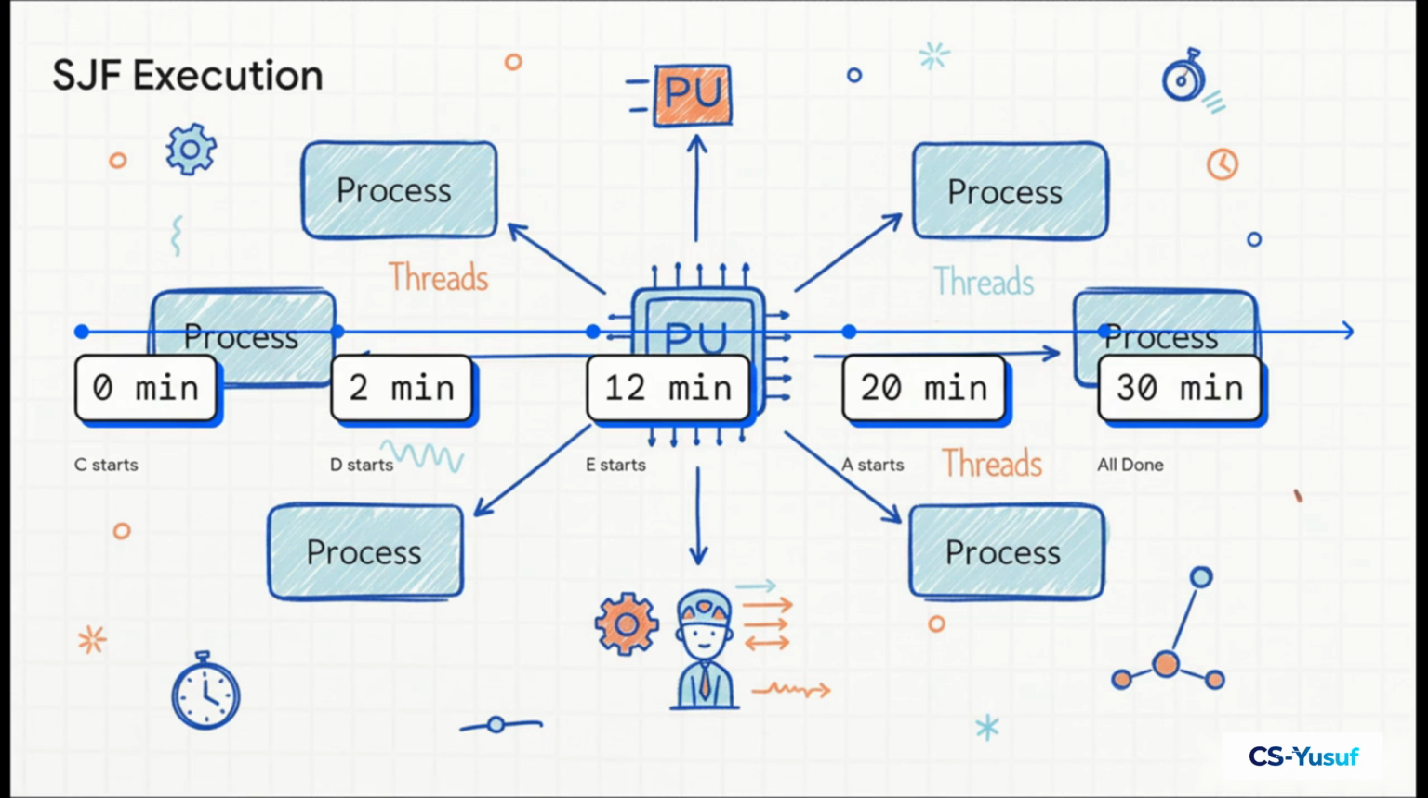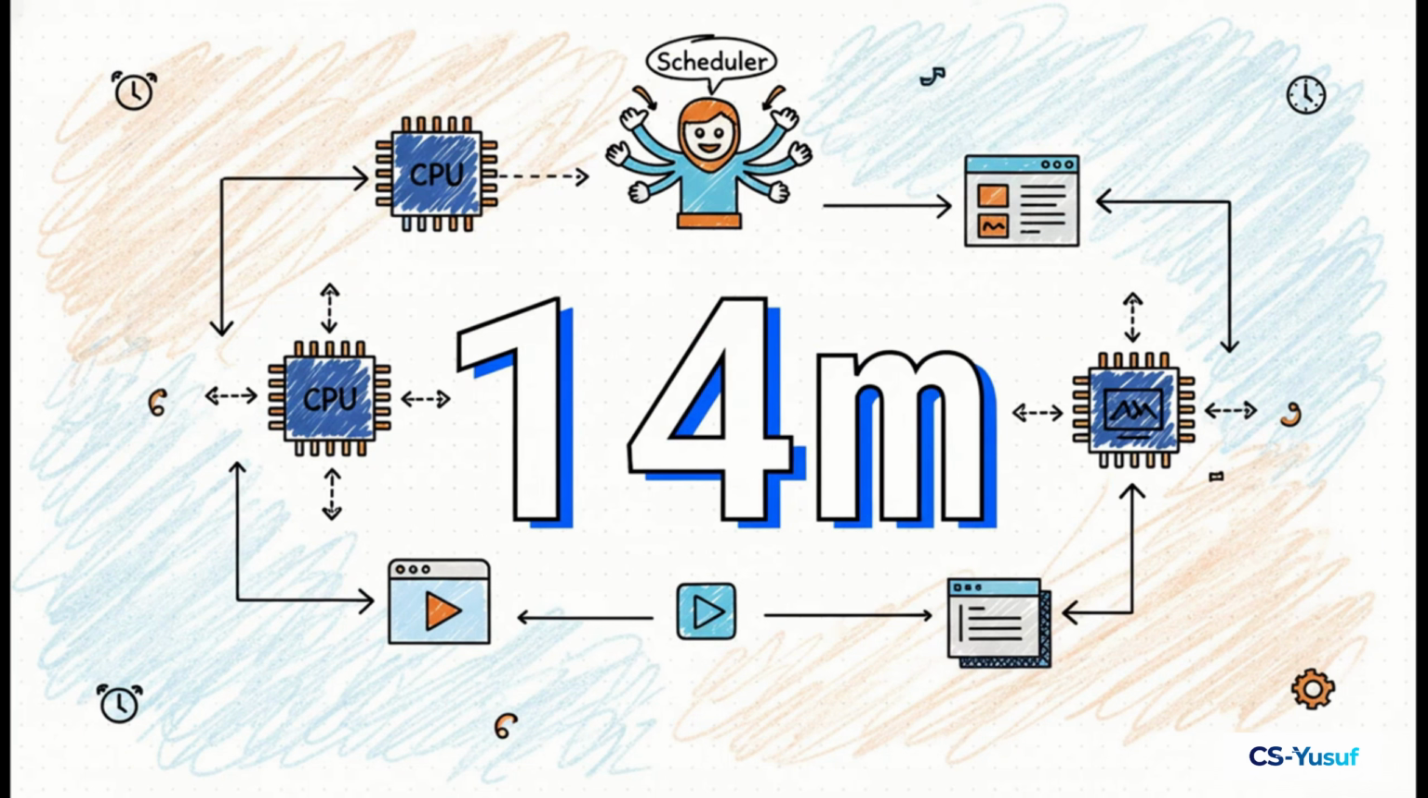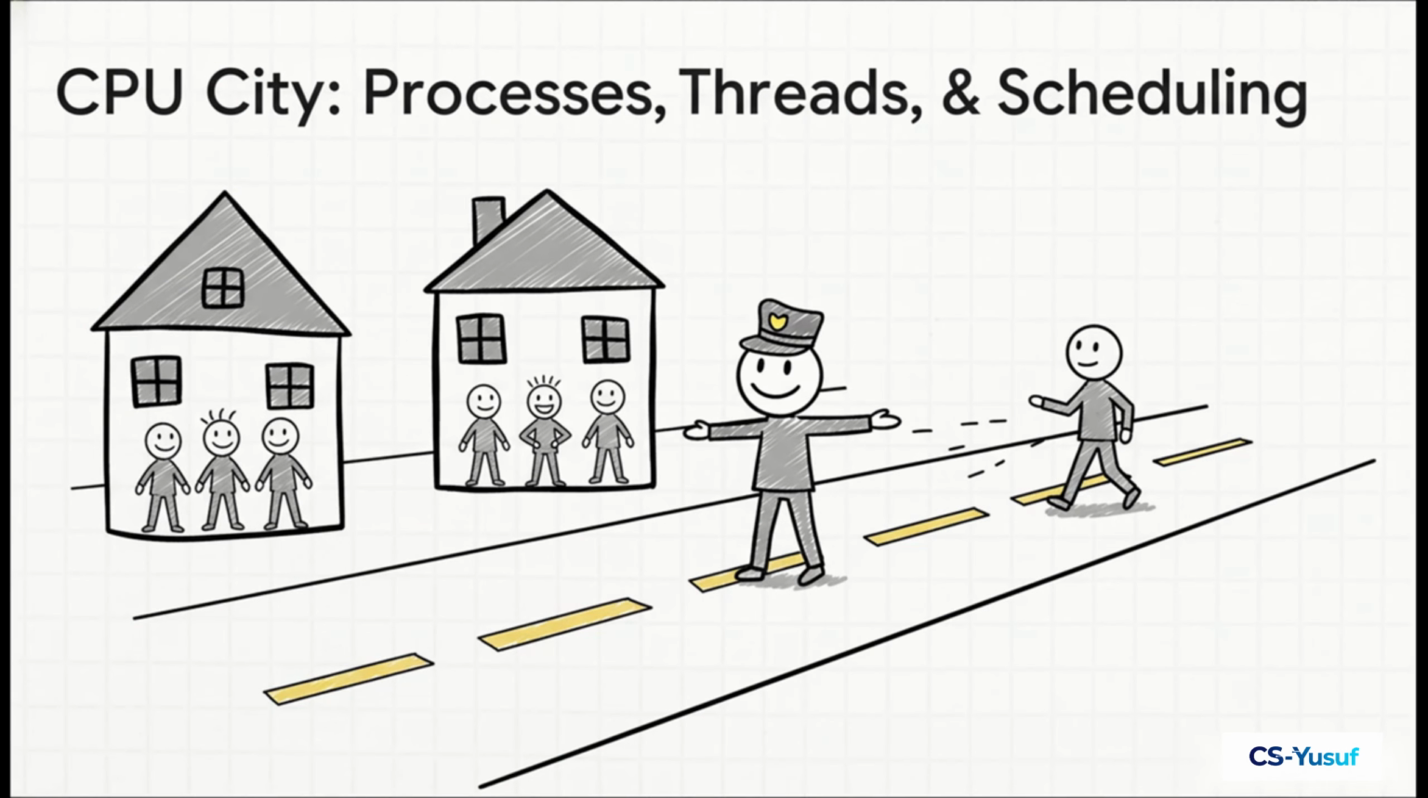Yeah, the big 10-minute job A still has to run, but we save it for last, after it's not holding anyone else up. So what's the result? The average turnaround time plummets to just 14 minutes. That is a huge improvement. And it's a perfect example of how picking a smarter scheduling algorithm can make a massive difference in how responsive your entire system feels.